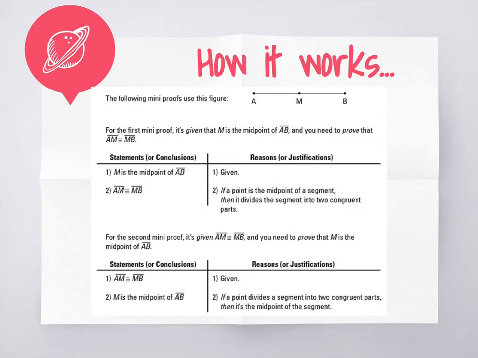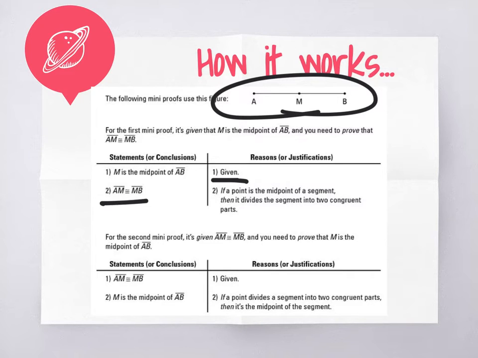So here we have a little mini proof on how this works. We are shown that this line segment is here, and for the first proof, we are given that M is the midpoint of line segment AB. And so if we want to prove that line segment AM is congruent to line segment MB, we would simply first state what we were given, that M is the midpoint, and then we would use our definition of the midpoint to conclude this.